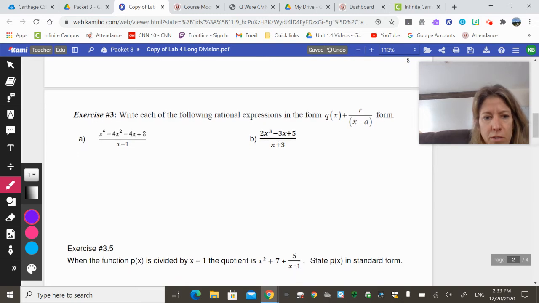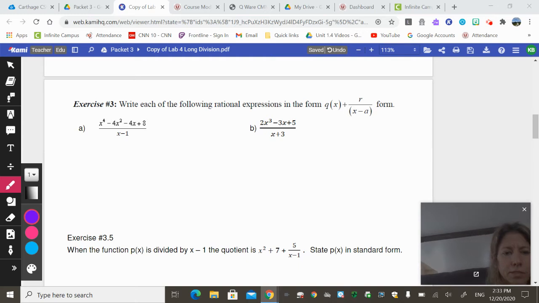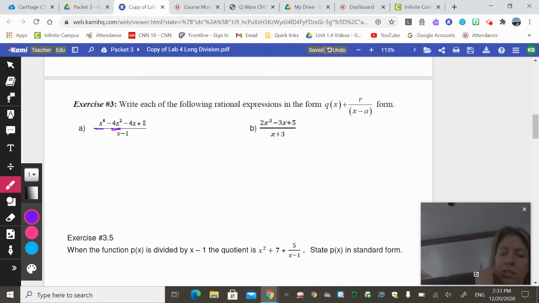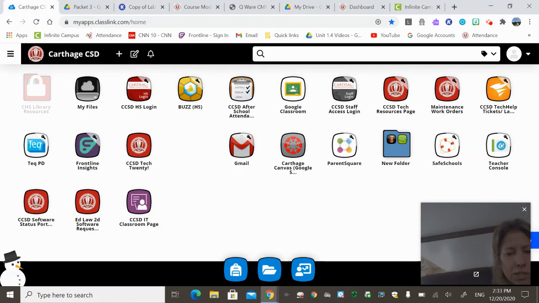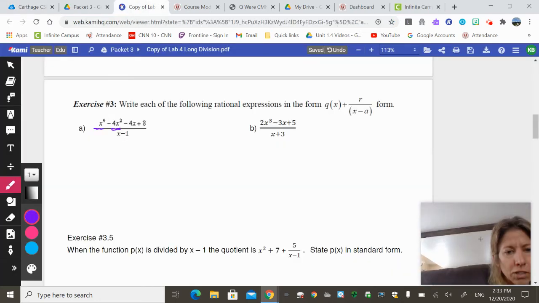All right, for exercise 3, these are a little bit different, because now we have what are called incomplete polynomials. If you notice, it goes from x to the fourth and then jumps to x squared, so this is going to be messy when we divide. To fix this situation, we're going to insert a 0x cubed to make it a complete polynomial. Because 0 times x cubed is just 0. We're not changing the value, we're just changing the appearance.